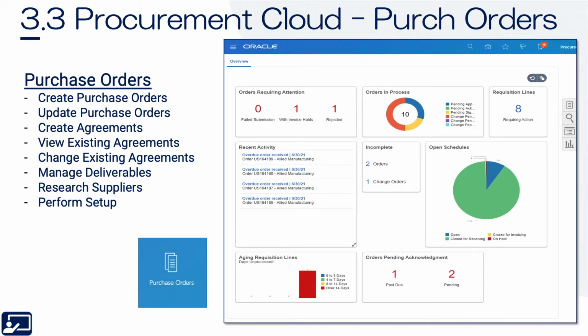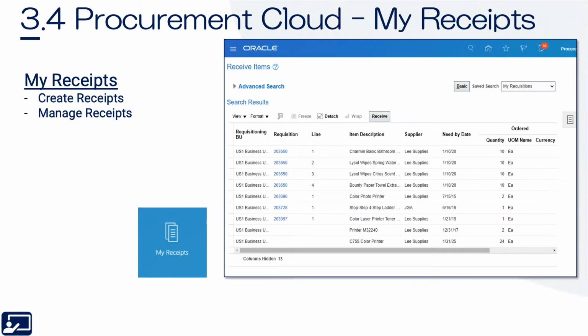Next up, purchase orders. So you'll see purchase orders are very similar to purchase agreements. Here you can create purchase orders, update purchase orders, create agreements, change existing agreements, view existing agreements, manage deliverables, so those are the compliance, contract or sourcing compliance activities, research suppliers, and perform setup. Next, my receipts. So my receipts is simply a receiving function. You can create receipts and manage receipts there.